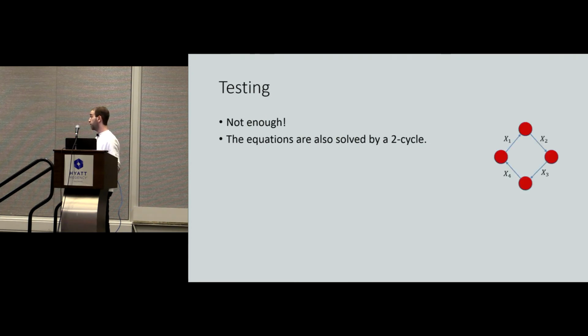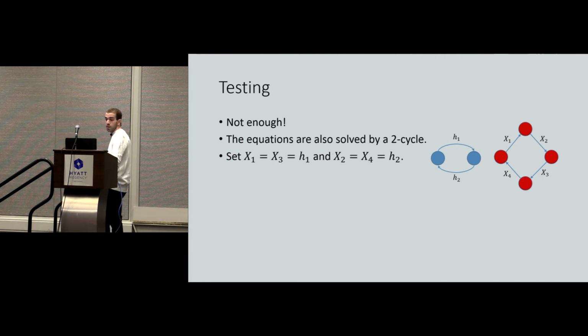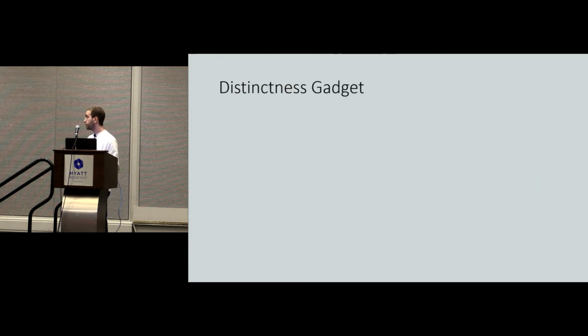So again, this is the bad graph H. And assume that the graph G that we sample contains 2-cycles. And so we have 2 edges, h1 and h2, that are both in the graph. And we can set simply x1 equals x3 equals h1, and x2 equals x4 equals h2. And note that the target of x1 is the source of x2, and the target of x2 is the source of x3, and so on. So the first system of equations is not enough.